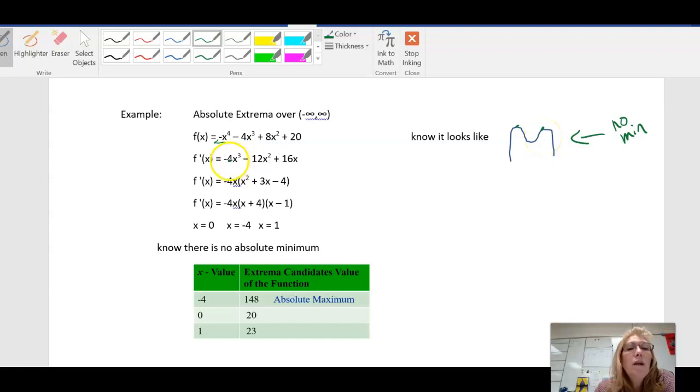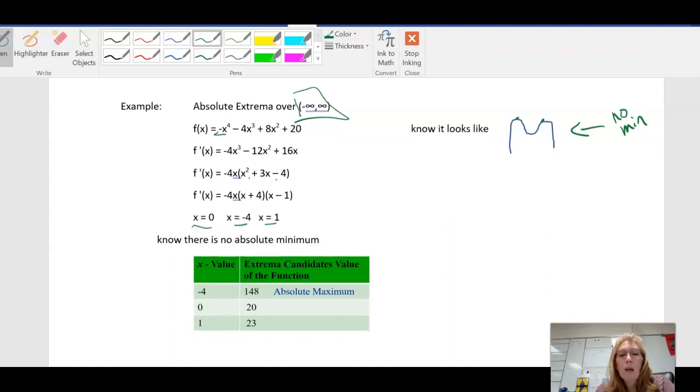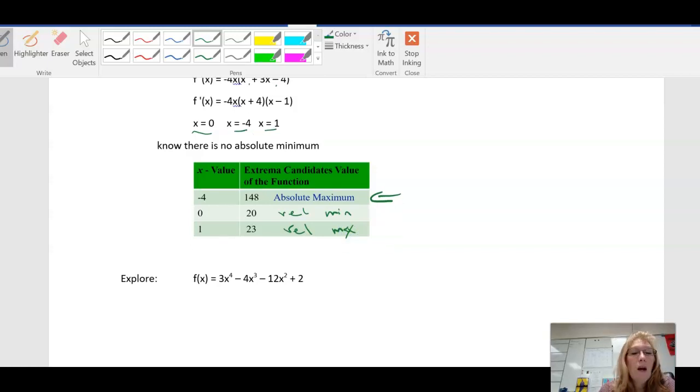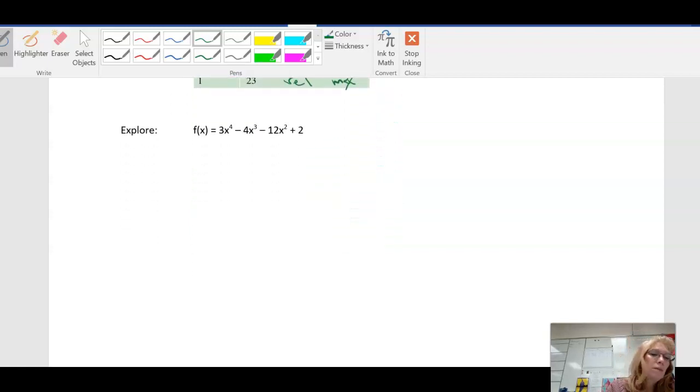So first derivative, -4x cubed minus 12x squared plus 16, taking out the -4x, factor this, and we've got 0, -4, and 1. Over infinity, so these are the only 3 points we're going to plug in. And we plug them in, and we get -4 is the highest, so it is my absolute max. This would be a relative min, and this here would be a relative max, depending on our interval. All right, pause and try yours.